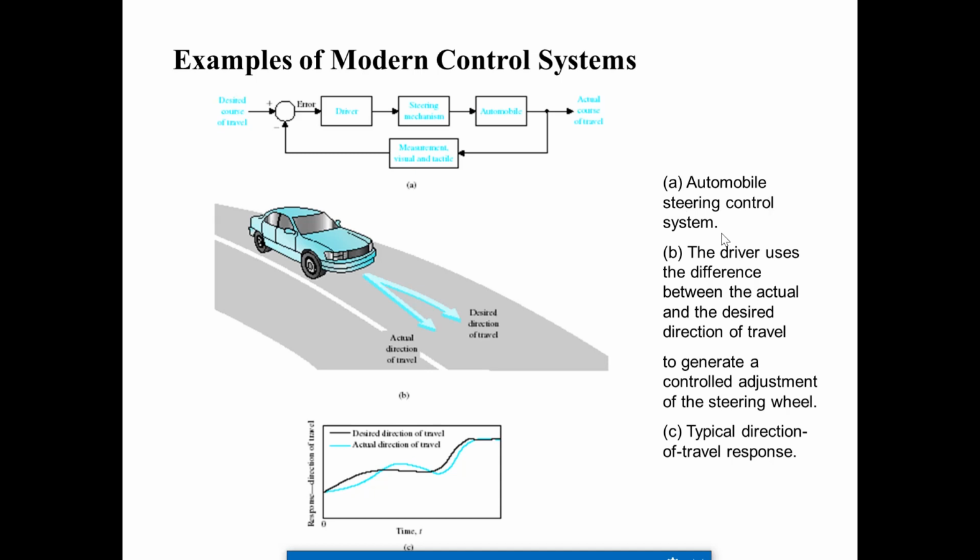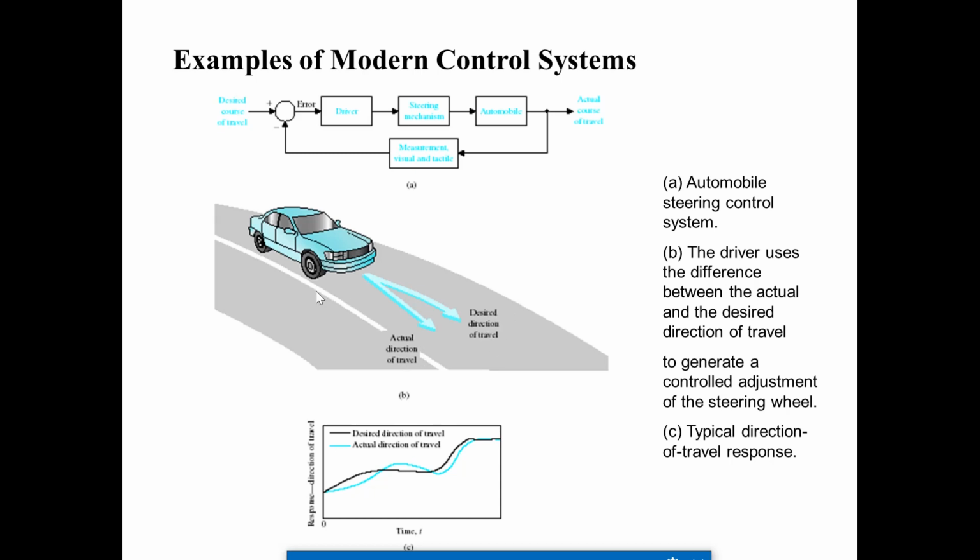First one, the automobile steering control system. Here in the controller we have a driver, so he is going to actuate the steering mechanism, whether to go left or right. That can be done by the driver, and the driver uses the difference between the actual and the desired direction of travel. So he is going to identify the actual direction of travel and the desired direction of travel.